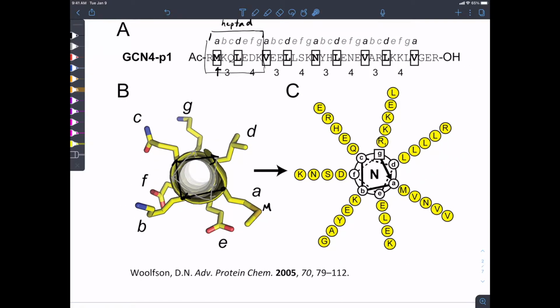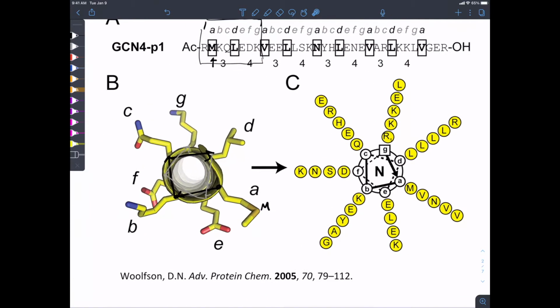But the effect of this 3.5 residues per turn is to place A and D close to each other. And then if you continue down the sequence, this is what's called a helical wheel diagram. It's the same thing that we've done here. The amino acids are listed in order from N to C, and you read the sequence like this: A, B, C, D, E, F, G, and then repeat. So the sequence would be M, K, Q, L, E, D, K, and so on.